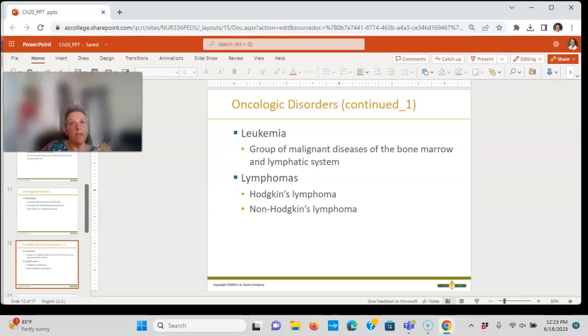Again, chemotherapy, radiation. Bone marrow aspiration, know how they do it and what position to put the child in. And then caregiver education, just monitor activity level, give them rest. High risk for sterilization, so sperm banking.